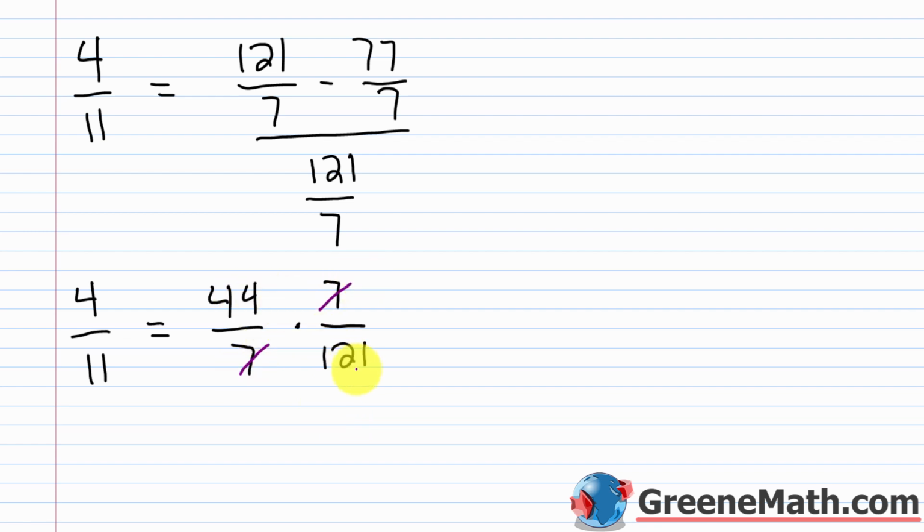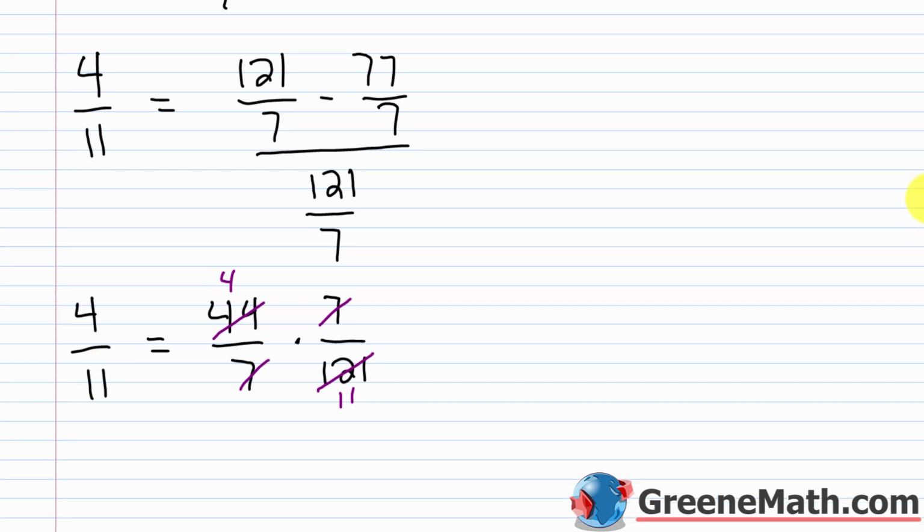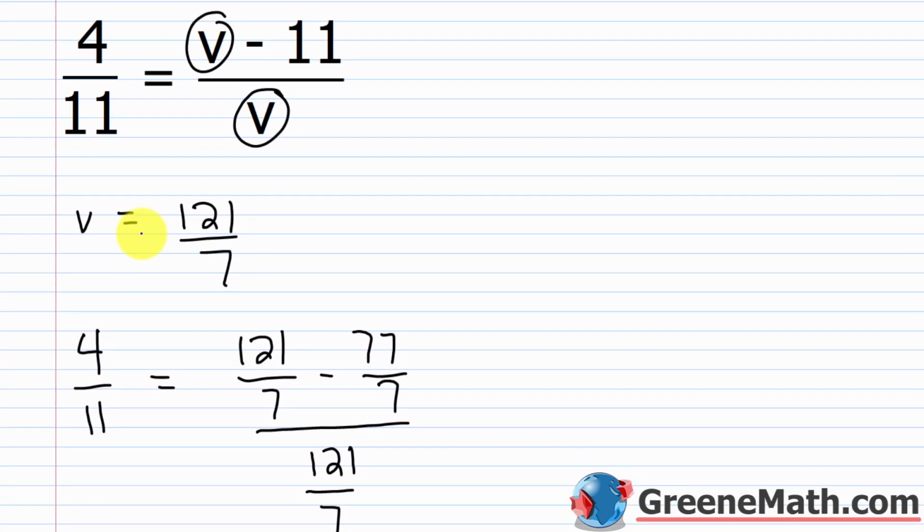And then 44 and 121 are both divisible by 11. So 44 divided by 11 is 4. 121 divided by 11 is 11. And you'd end up with 4 over 11, which is exactly what you have here. And so our solution, which was v equals 121 over 7, is correct.